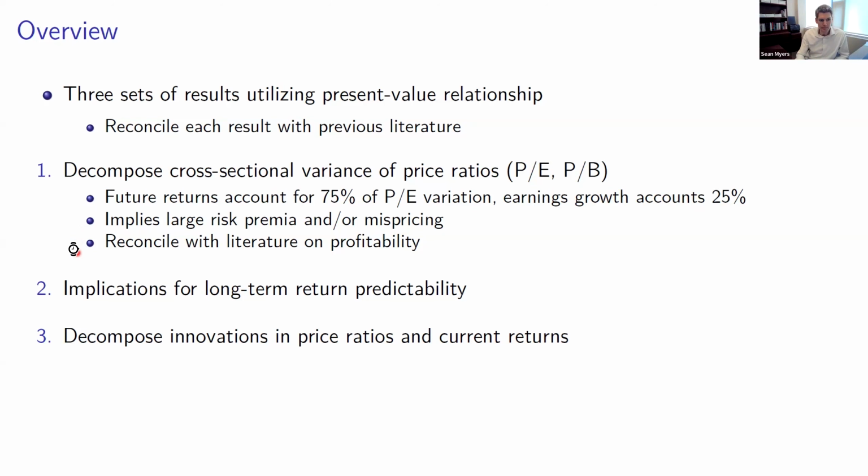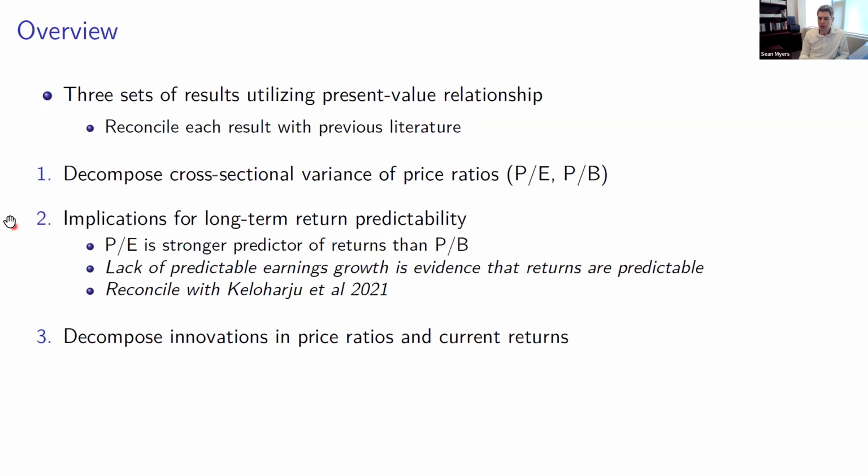Okay, the second result is that we'll look at some implications for long-term return predictability. The result I'll focus on today is that price-earnings ratios are a stronger predictor of returns than price-book ratios, and perhaps evidence based on long-term predictability using price-book ratios has been understating how predictable long-term returns are. One element we go into in the paper that, for the sake of time today, I'm not going to dive into is that the lack of predictable earnings growth actually gives you some additional evidence that returns are predictable, as long as price ratios are stationary. And we reconcile that with recent evidence from Keloharju et al. in 2021.